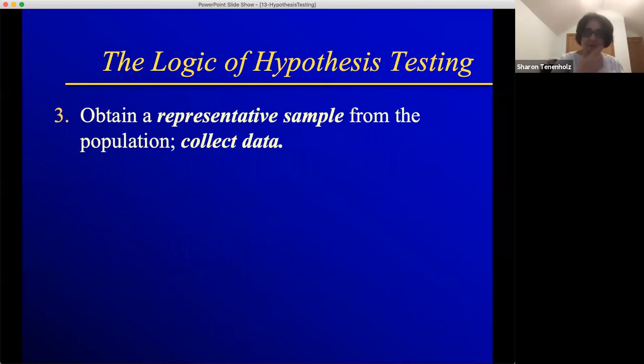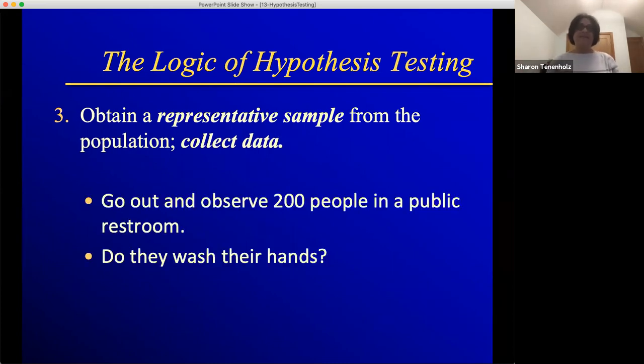You can probably see where I'm going with this. Okay, so now I'm going to obtain a representative sample from my population and collect some data. I'm actually going to go collect my data. And so in this example, I am going to go out and observe 200 people in a public restroom. Doesn't that sound like fun? And I'm going to determine whether they actually wash their hands before they leave the room. So I'm going to collect my observational data. Now, here's what we do when we look at these data.